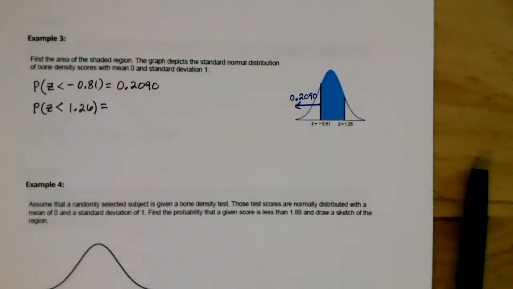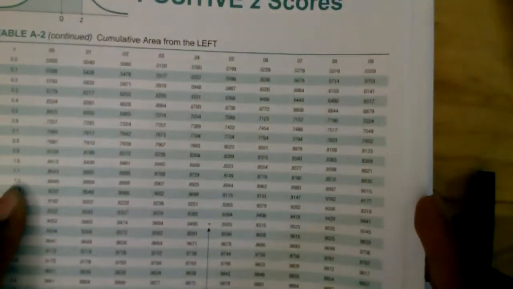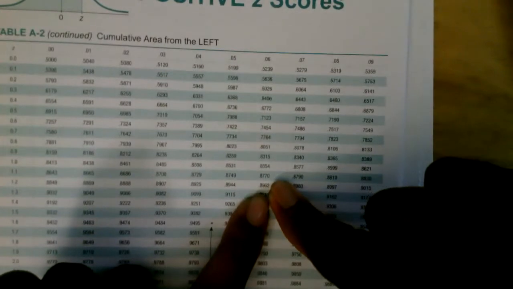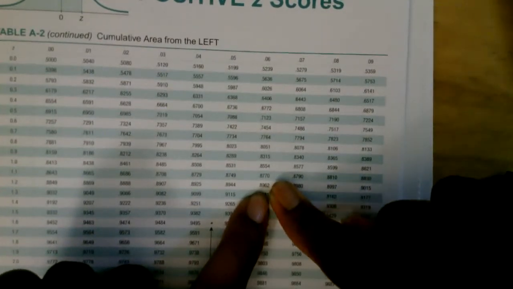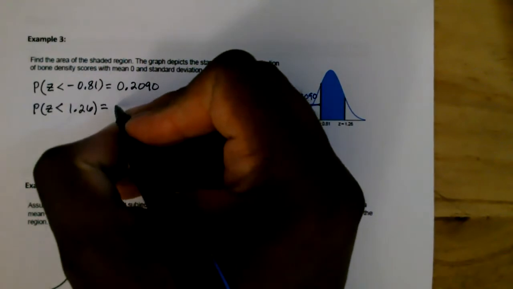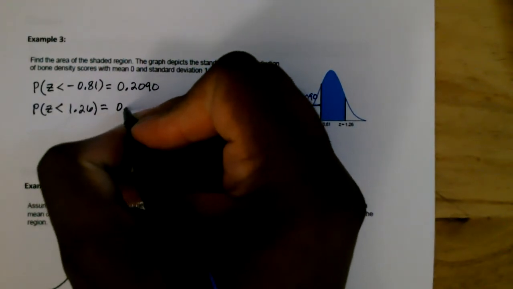And now for 1.26. Let's see, that's a positive, so we need to go to the table that says positive z-scores. So in this case, I need to find 1.2, which is right here, and then 0.06, which is this column here. Go across and come down. That's 0.8962. So for z less than 1.26, this probability will be 0.8962.